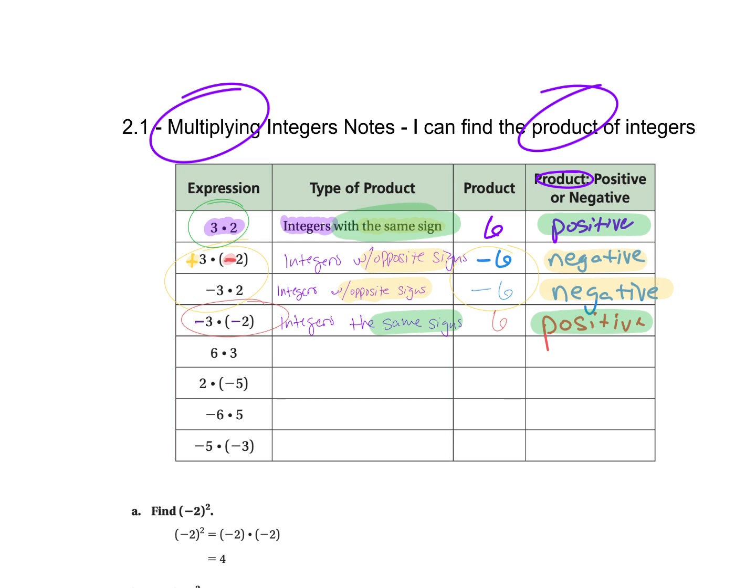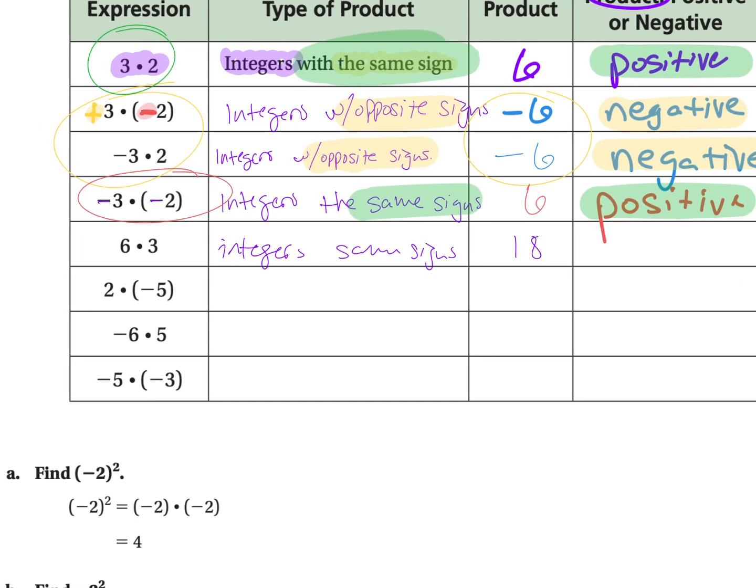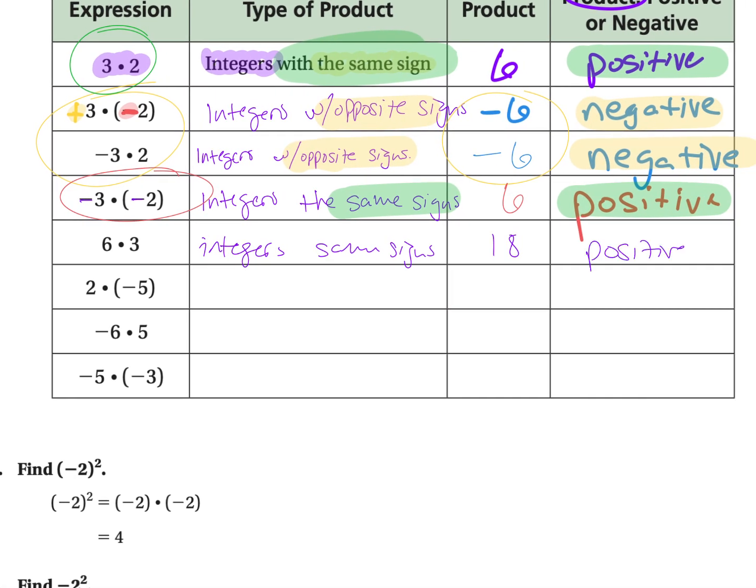Okay? So take a look here. This next one, we have integers, same signs. 6 times 3 is 18. It's going to be positive, right? Here we have a positive and a negative. We know that this is going to produce a negative because they have opposite signs. So, in fact, I'm going to stop writing integers. I'm just going to write opposite signs. And 2 times 5 is 10, but it should be negative, right?